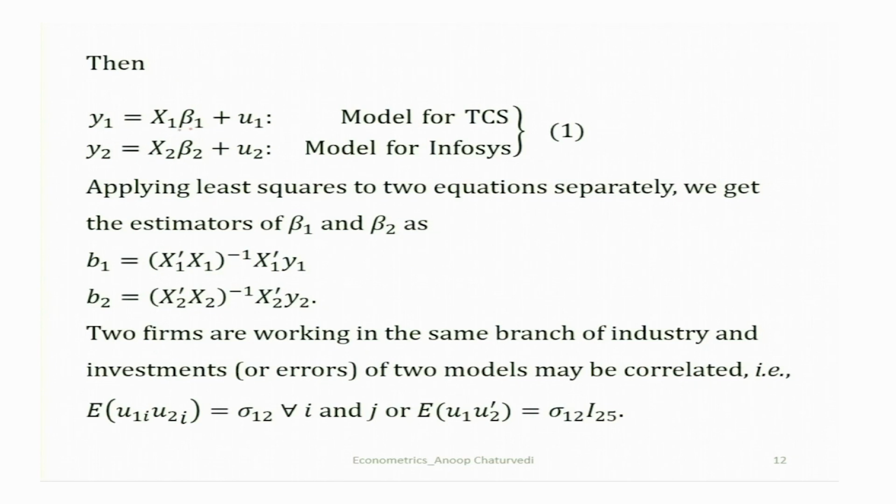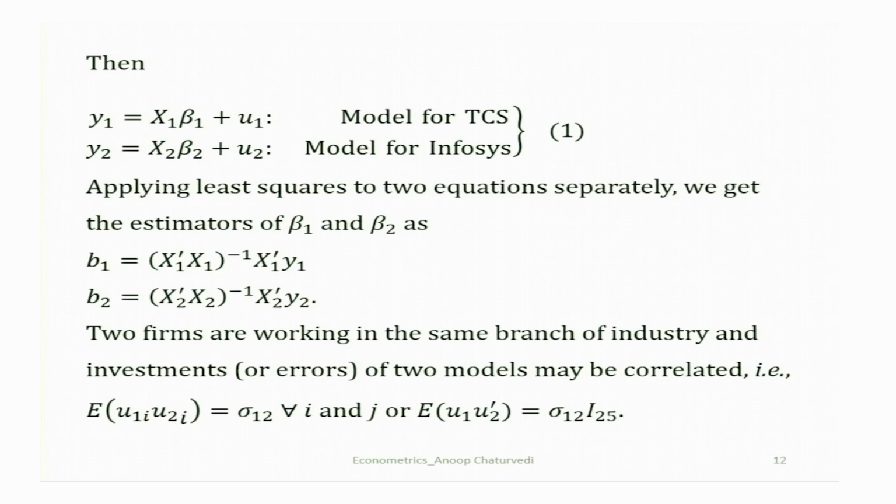Then we can write the model for TCS as y1 equal to X1 beta 1 plus u1, and the model for Infosys as y2 equal to X2 beta 2 plus u2. Then we apply OLS to the two equations separately. So, in case we apply OLS to the two equations separately, we get the estimators of beta 1 and beta 2 as, say, B1 equal to X1 transpose X1 inverse X1 transpose y1, and B2 is equal to X2 transpose X2 inverse X2 transpose y2.